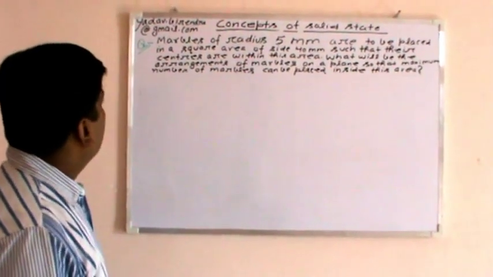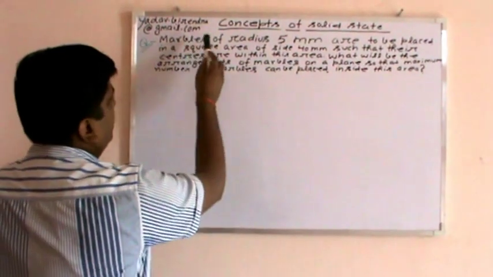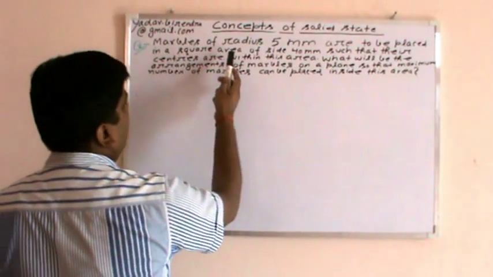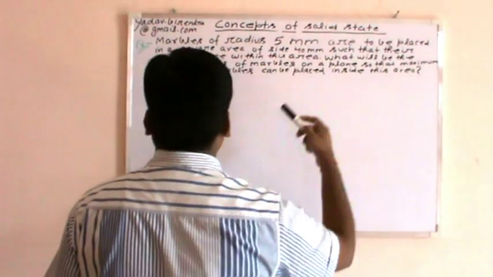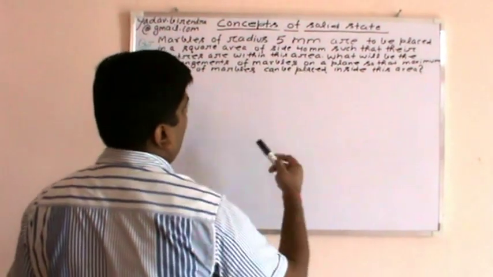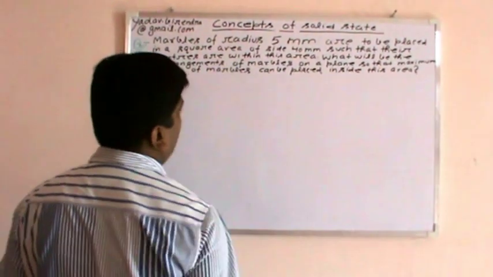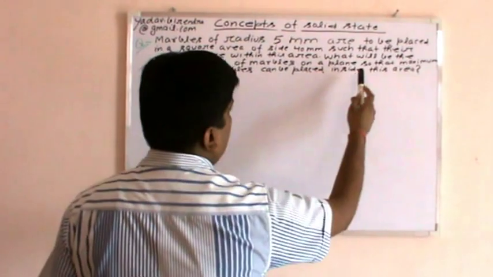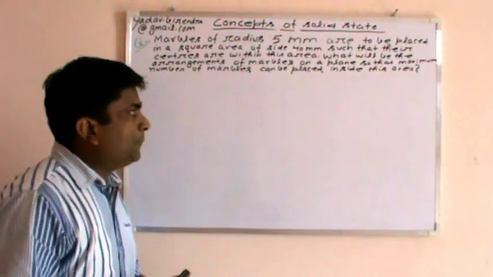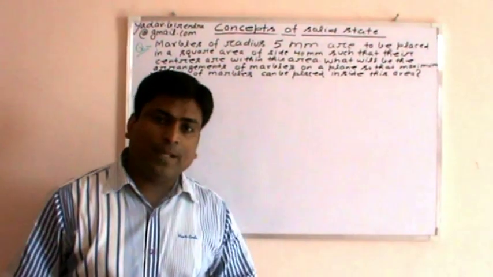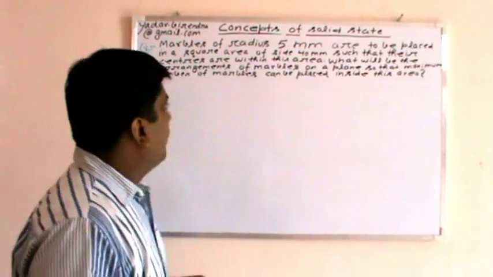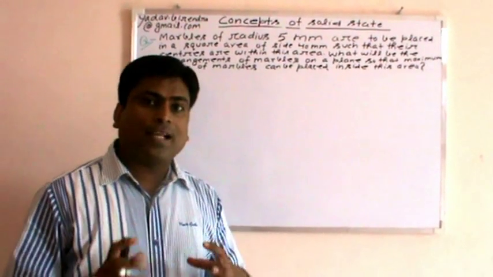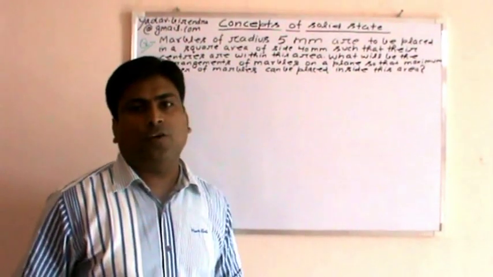Consider this question. Marbles of radius 5 mm are to be placed in a square area of side 40 mm such that their centers are within this area. What will be the arrangement of marbles on a plane so that the maximum number of marbles can be placed inside this area? In fact, a similar type of question was there in the IIT JEE Mains 2003 exam. Now to deal with these types of questions, we need to know the concept of close packing of spheres.